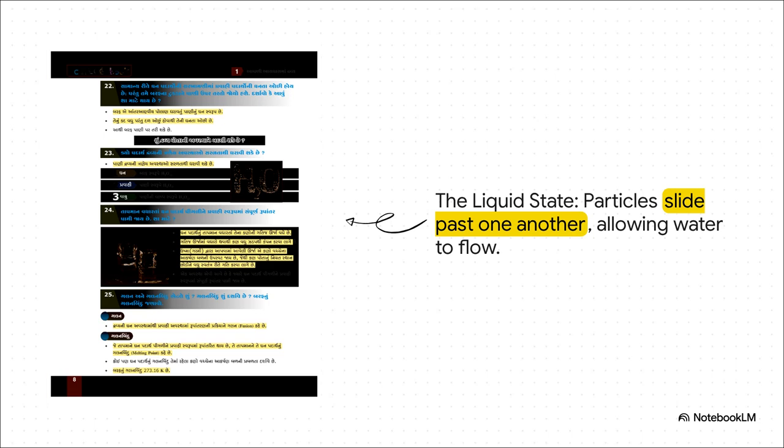Now, let's add a little energy. Let's heat things up. That ice melts into liquid water. In the liquid state, those particles have enough energy to break free from their rigid spots. They're still really close, but now they can slide and tumble past each other. It's less like a packed dance floor and more like a party where people can walk around and mingle. This is why liquid water flows and takes the shape of whatever glass or bottle you pour it into.